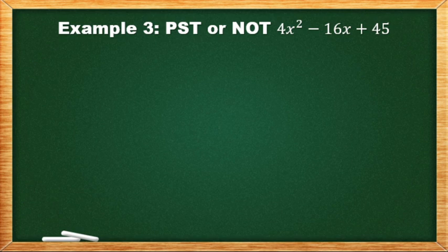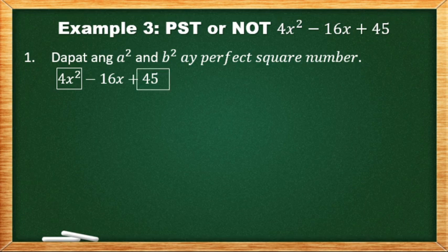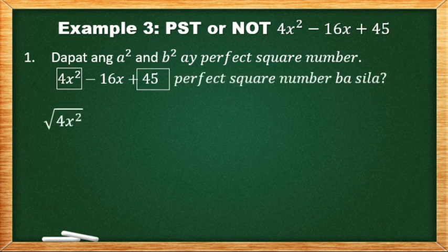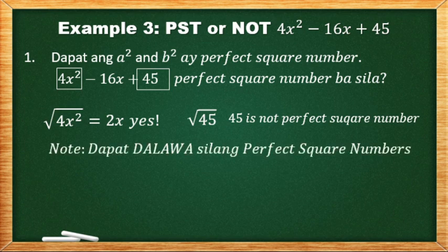Again, the first step, we need to check the first term and the last term are perfect square numbers. Okay. The square root of 4x squared is equal to 2x. Yes, PST. How about square root of 45? No, because 45 is not perfect square number. Okay. So therefore, tandaan natin yung note. Dapat dalawa silang perfect square numbers. So, it's not PST.